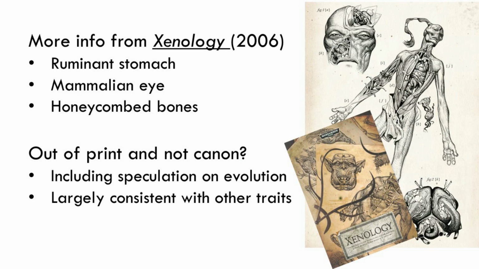There's also this book called Xenology that was published in 2006, and if this is a question you've looked at in some degree of seriousness in the past, you are probably yelling at the screen, read Xenology. And you're right, there's lots of really good details in that book. It suggests that tau have a ruminant stomach, they have mammalian eyes, they have honeycomb bones that are void of marrow, things like that we could never deduce by looking at the official Games Workshop models alone. The problem is that book is out of print and presumably not canon, so I'm not sure how to account for it.